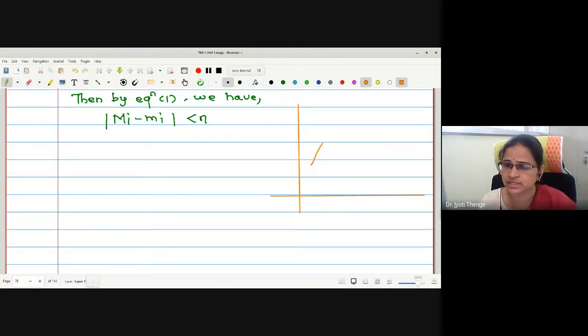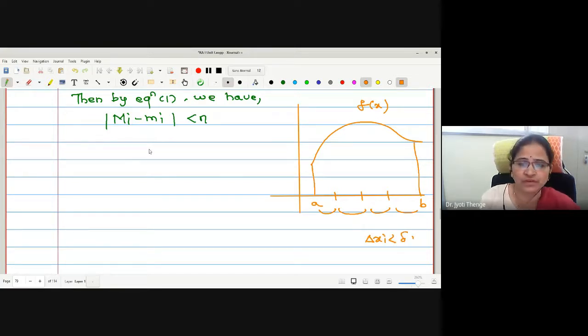Okay, say this is my continuous function defined on the closed interval a to b. This is my f of x. We have selected the norm of the partition to be less than delta. That is, the length of every subinterval, delta xi, is less than delta.